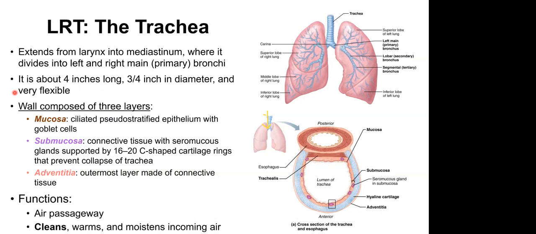And then finally is the adventitia, and that's this outermost peach layer, and it's made of connective tissue, and so it's also actually going around the esophagus, which is this back here. So here's your food hole and here's your air hole. The functions of the trachea is one, it's an air passageway, and it also helps to clean, warm, and moisten incoming air.